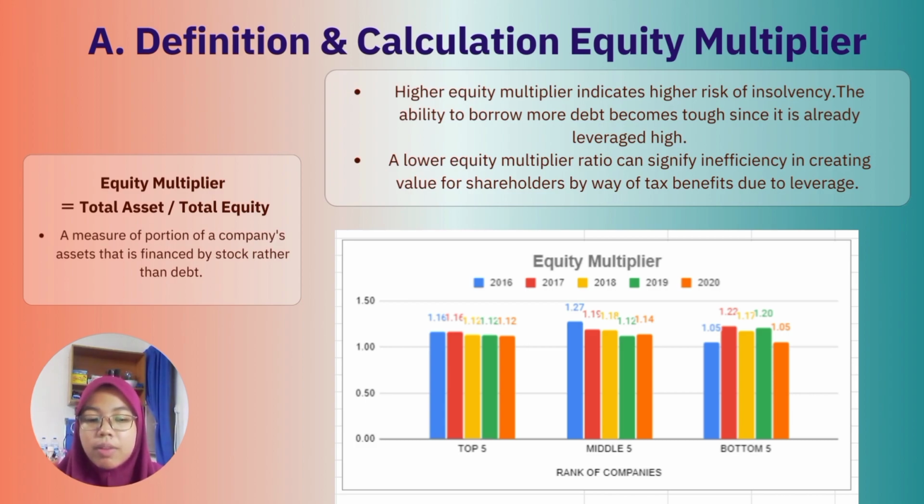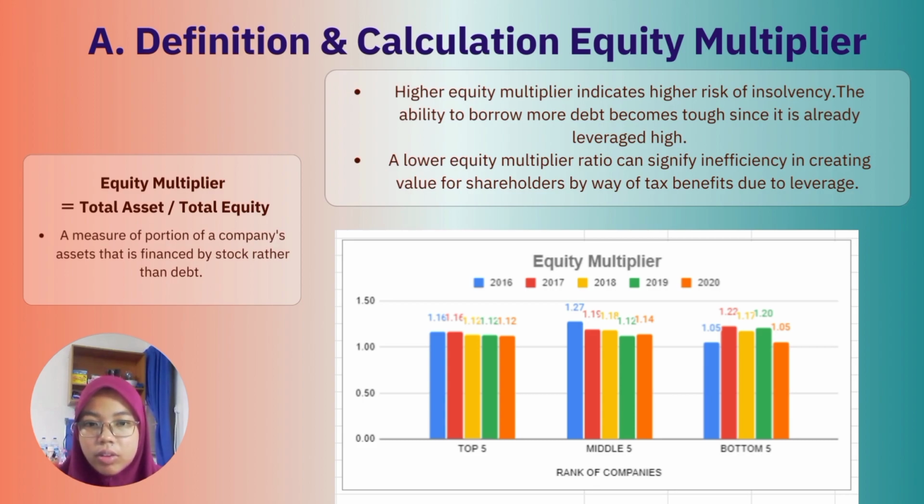assets. A company with a low equity multiplier is generally considered to be a less risky investment because it has a lower debt burden. In some cases, however, a high equity multiplier reflects a company's effective business strategies that allow it to purchase assets at a lower cost. Okay, let's see from the graph.